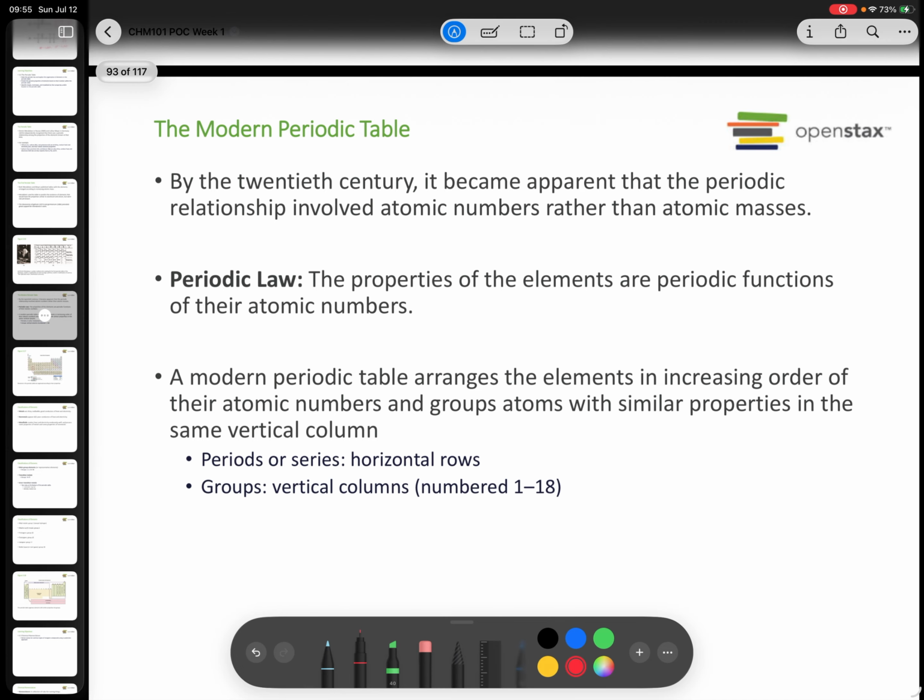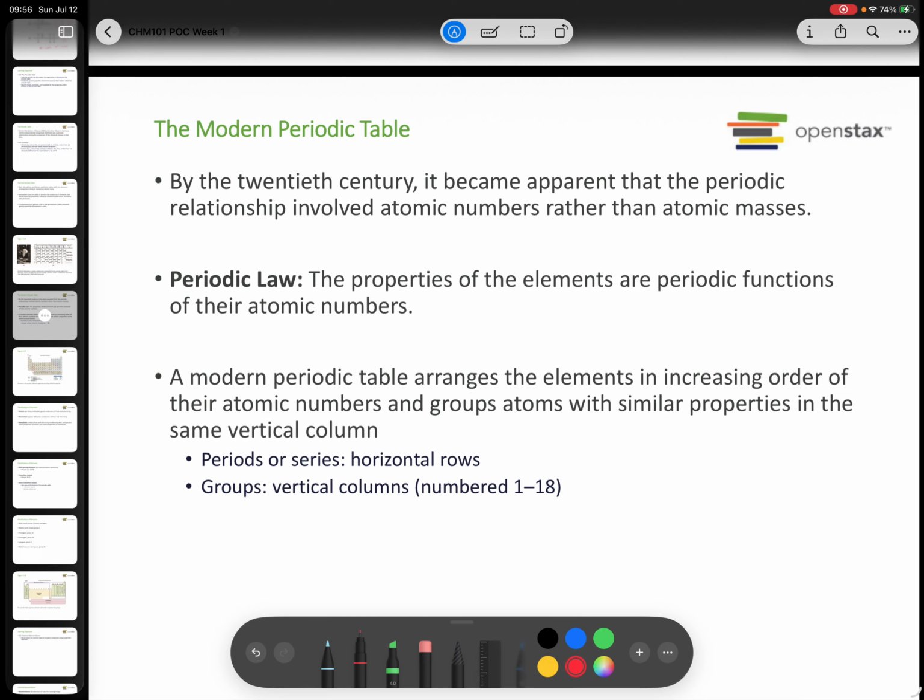So, by the 20th century, scientists realized that periodicity depends on atomic number rather than atomic mass, no? Natin difference yung dalawang yan. So, the periodic law states that the properties of the elements are periodic functions of their atomic numbers. So, in the modern periodic table, elements are arranged by increasing atomic number, no?